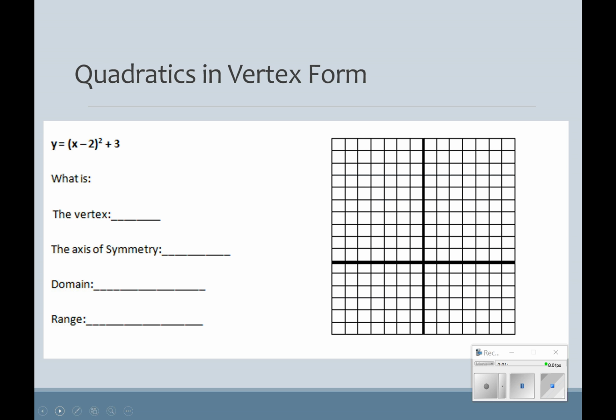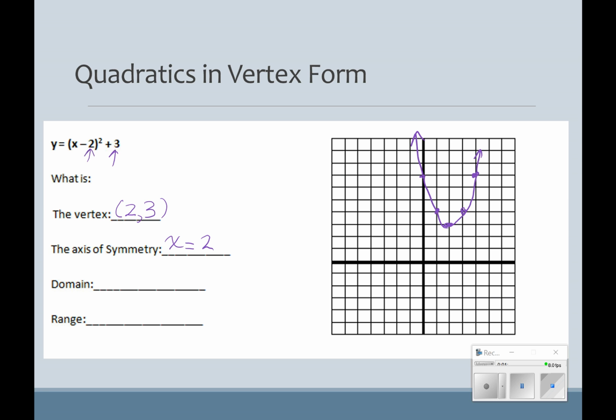My vertex here is (2, 3). So this is where I get my x, this is where I get my y. So 2 and 3. It opens up because there's nothing in front of these parentheses. My axis of symmetry is x equals 2. So from my vertex, I'm going to go over 1 and up 1 on both sides, over 2 and up 4. And we would go over 3 and up 9, except we don't have enough room.